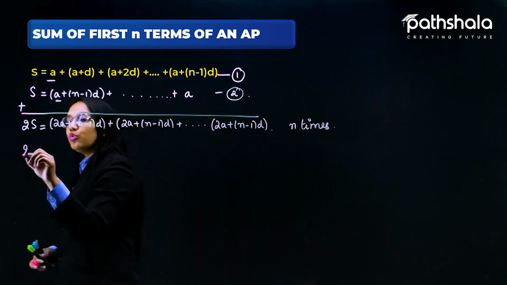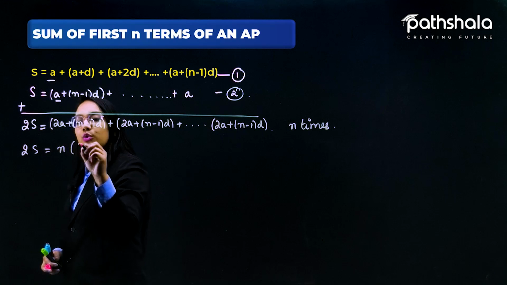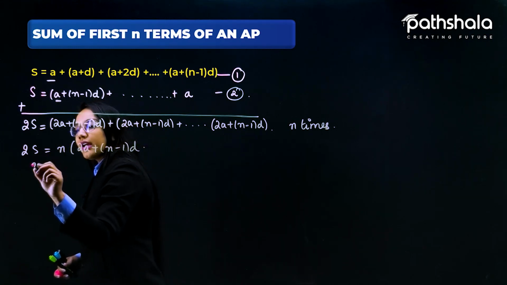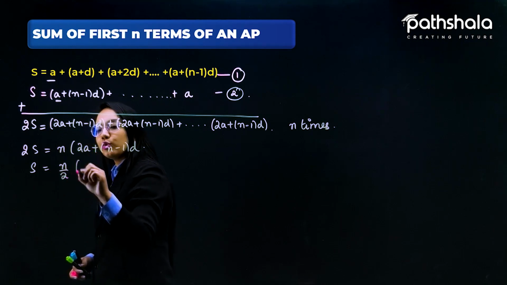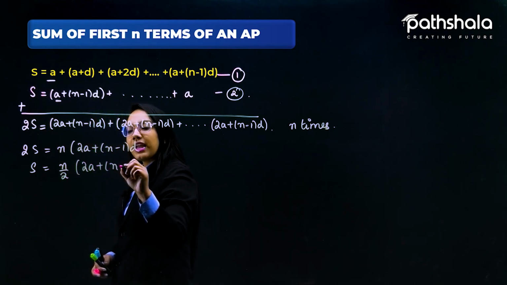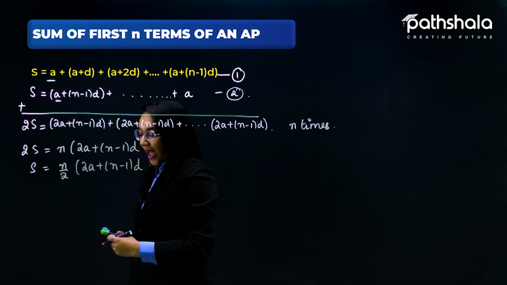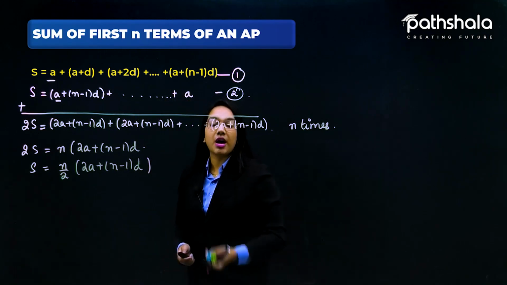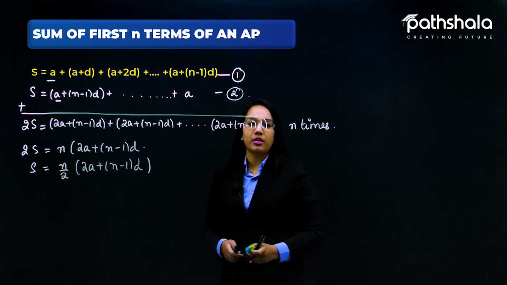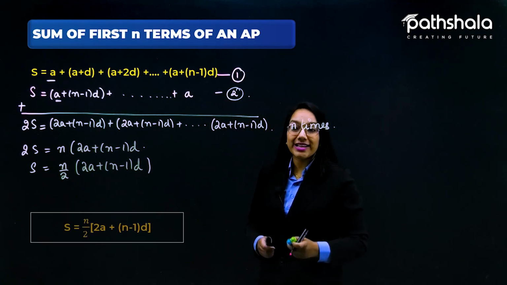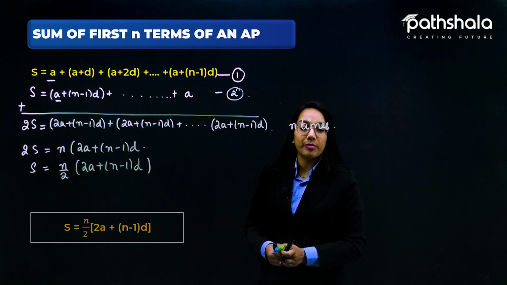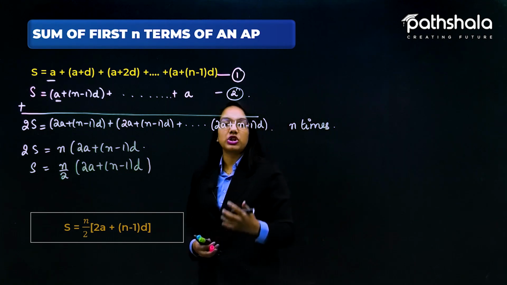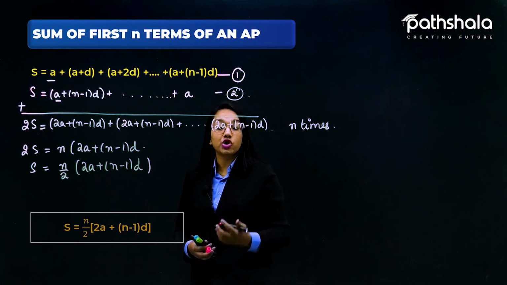It means 2S is n into 2a plus n minus 1 into d, and further S is n by 2 into 2a plus n minus 1 into d, and this is the formula for the sum of the first n terms of an arithmetic progression. So Sn is n by 2, 2a plus n minus 1 into d, the sum of the first n terms of an arithmetic progression.